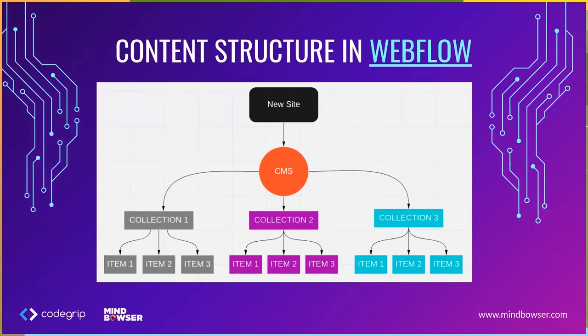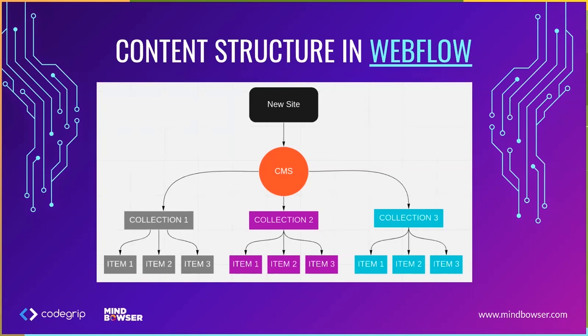Next, we have a collection. A collection is like a database. It is where we can store our content that can be used throughout our project programmatically. And finally, we have the items. Items here are the individual data records in each collection.